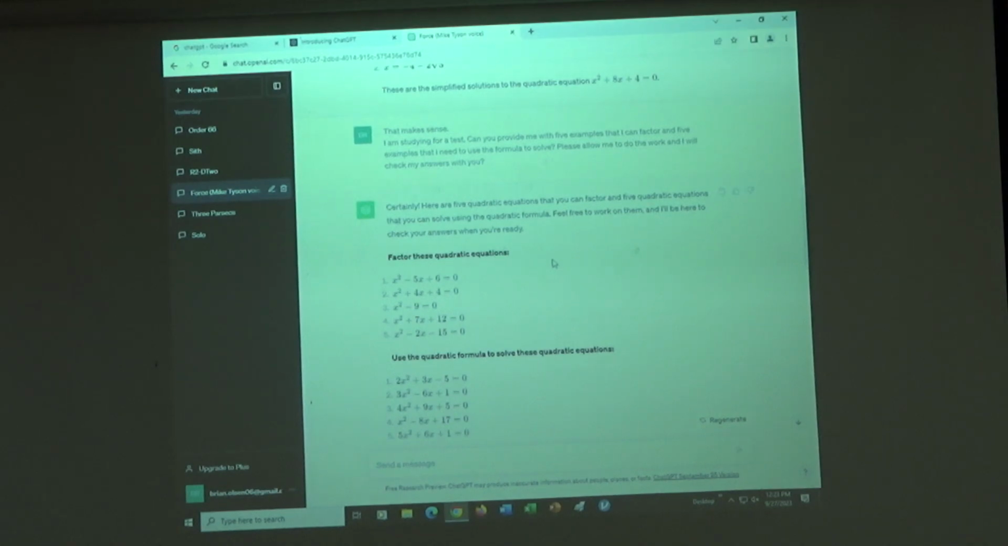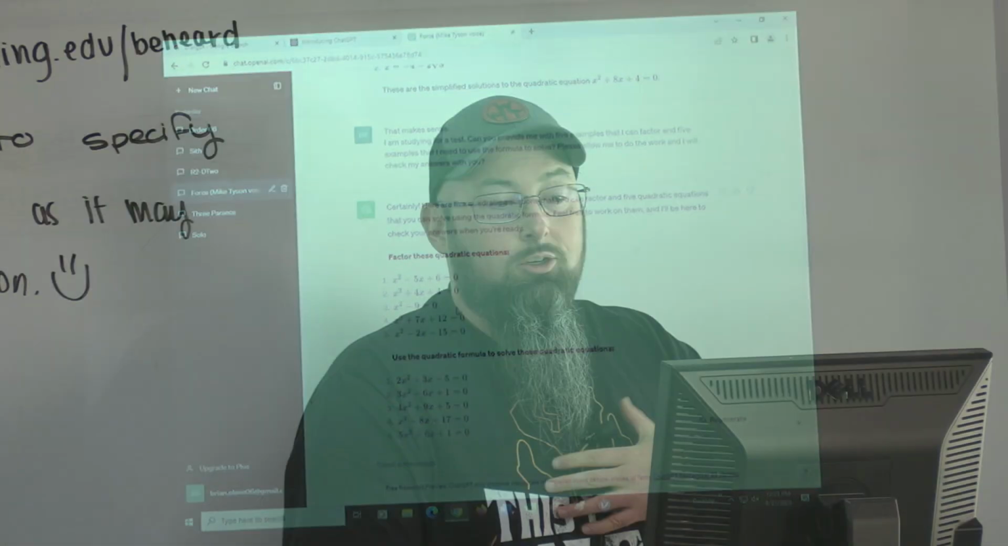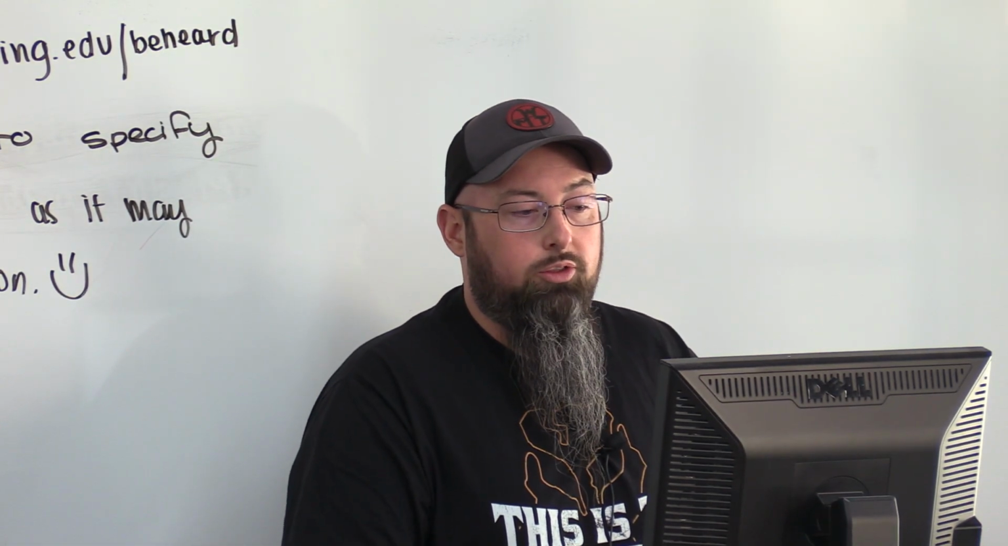And then this is the part, like Chuck was saying, where you can use it to study. So I told it, I'm studying for a test. Can you give me 5 examples where I can factor and 5 examples where I need to use the quadratic formula to solve? Let it know to allow me to do the work, and I'll check my answers with you. Otherwise, it sometimes just pops out all 5 examples and then hurries and does the work for you, and you don't really get the chance to do the work by yourself. So you have to specify, like, let me do the work, I'll check my answer back with you.